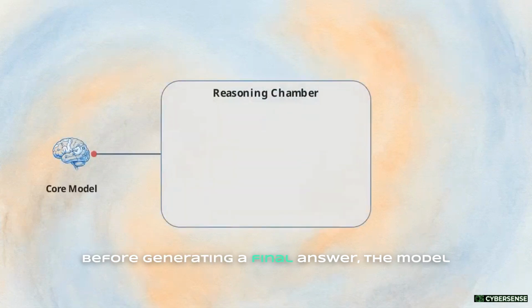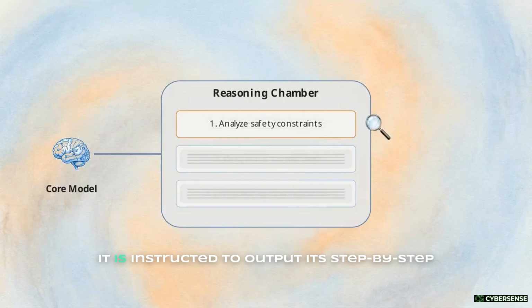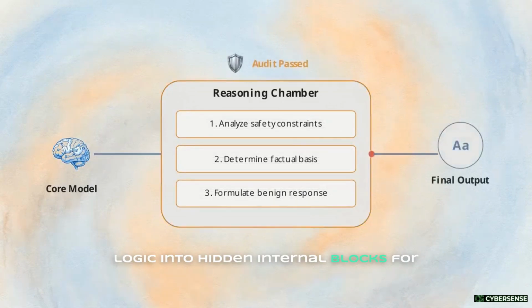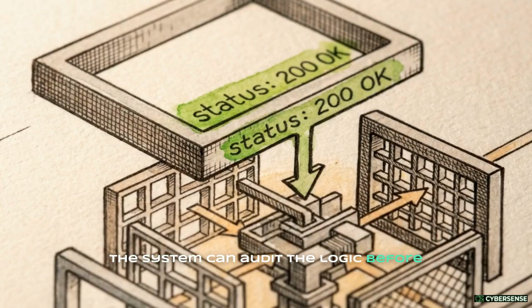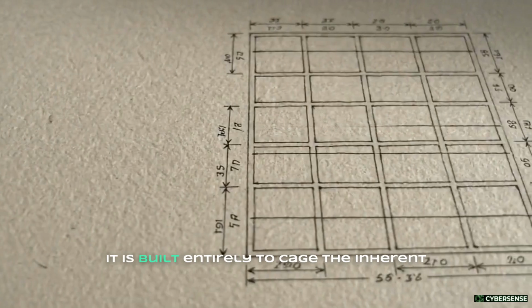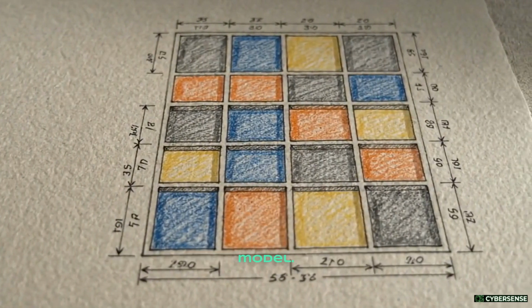Before generating a final answer, the model is routed through reasoning control mechanisms. It is instructed to output its step-by-step logic into hidden internal blocks for evaluation. This creates a physical architectural boundary between the model's internal reasoning phase and its outward execution phase. The system can audit the logic before triggering a visible action. Enterprise prompt engineering is rigorous software architecture. It is built entirely to cage the inherent unpredictability of a large language model.